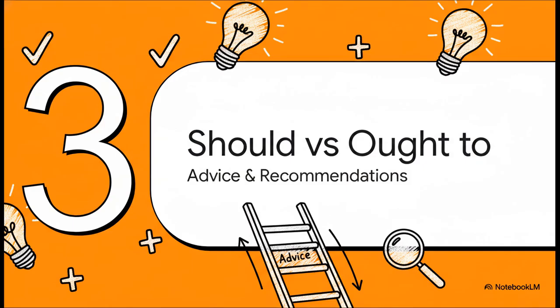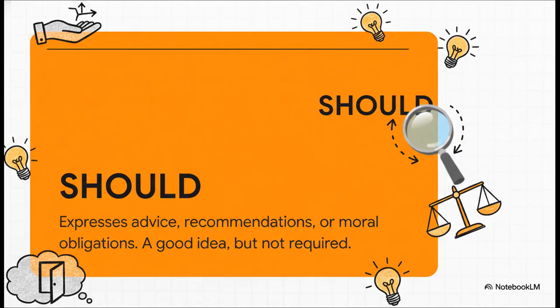Okay, we've tackled the heavy hitters. Now let's move down the ladder a little bit. We're now entering the territory of advice and recommendations. These words aren't about absolute rules anymore. They're all about what's considered a good idea. Should is probably the one you hear the most. It's the classic word for giving advice. When you use should, what you're really saying is, hey, this is the wise or correct thing to do. But you're still giving the other person a choice. It's a strong suggestion for sure, but it's not a command.